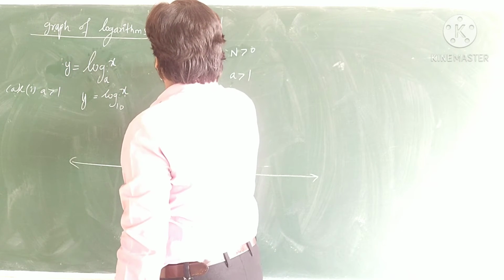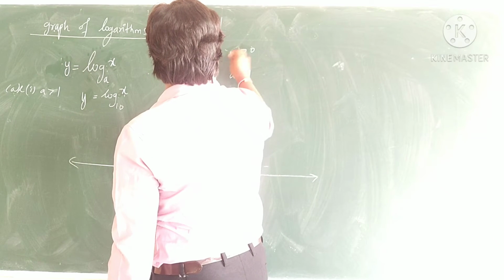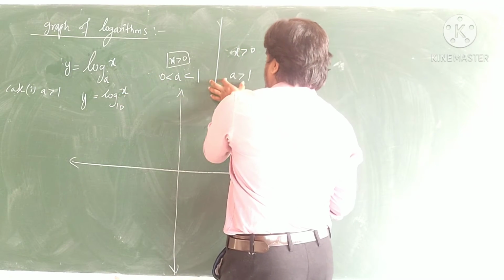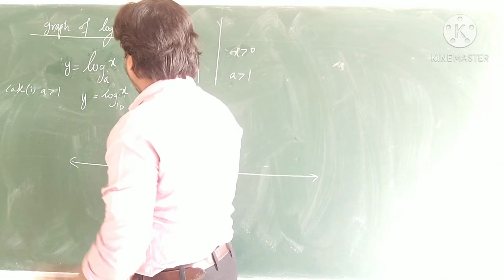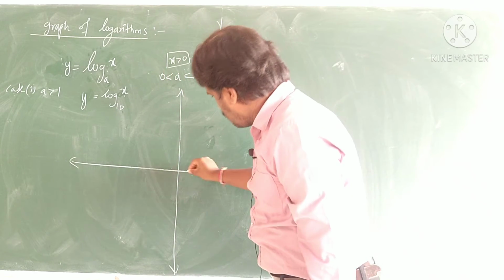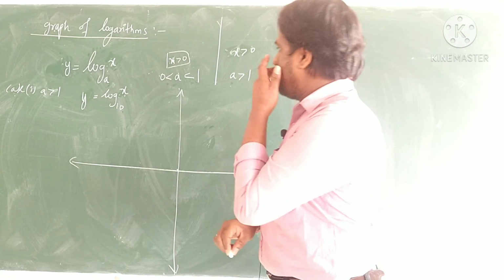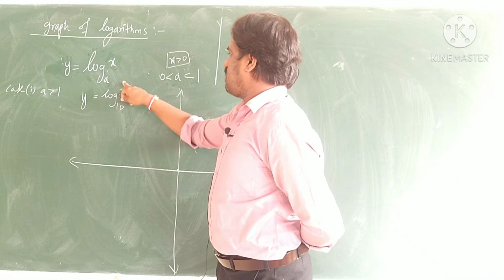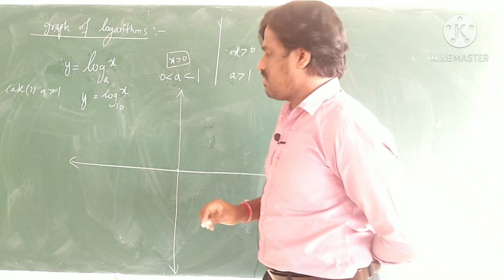Here x must be greater than 0, and the base is between 0 and 1, or greater than 1. Now base 10 is there. Now we will start from here. If I keep x, log x, what will I get?